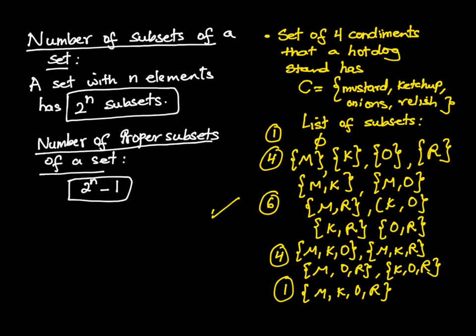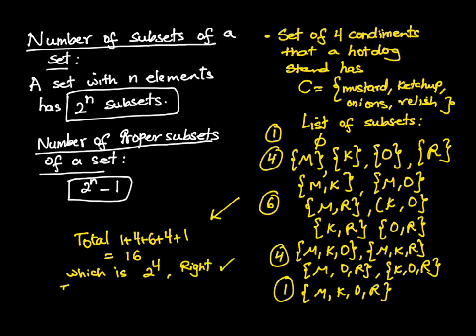So if you count them all, that is your total number of subsets of the condiments, right? Which is how many? 1 plus 4 is 5, plus 6 is 11, 11 plus 4 is 15, and 15 plus 1 is 16. So we counted them all and got 16, which obviously is 2 raised to the 4, because remember the formula was 2 raised to the n. So that's your 16, 2 raised to the total number of condiments.